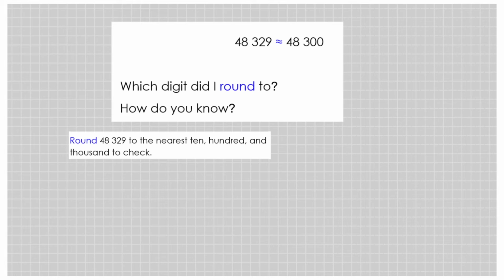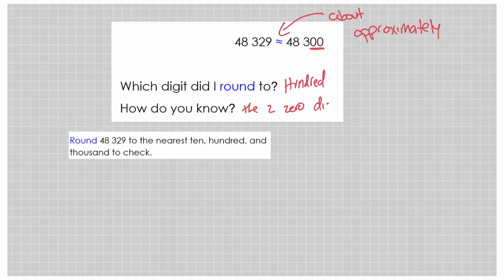Okay. Which digit did I round to? Well, if you look here, this little squiggly line here means about or approximately. That's technically what it means, but if that word's too long for you to pronounce, it means about. Which digit did I round to? Well, there's your clue right there. You got 2 zeros. So that means I rounded to the nearest 100. And the clue is the 2 zeros, the 2 0 digits. Give us the clue right there.